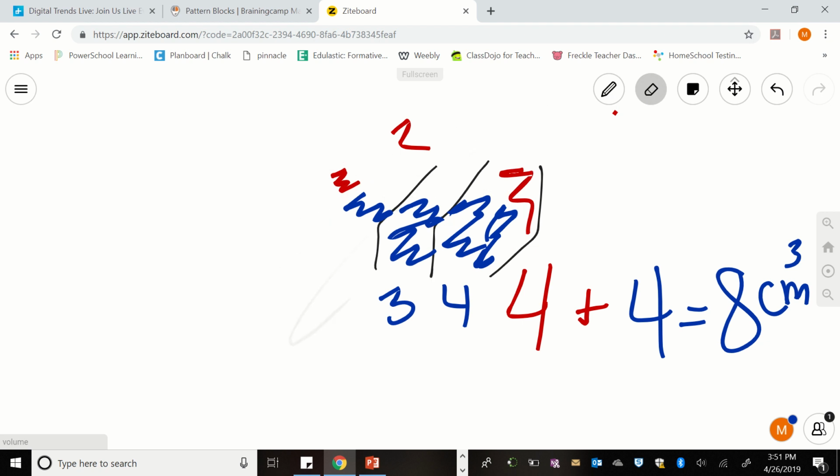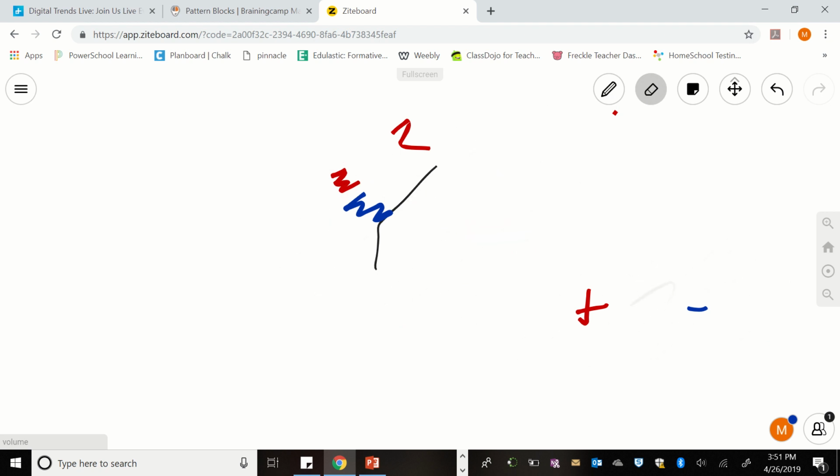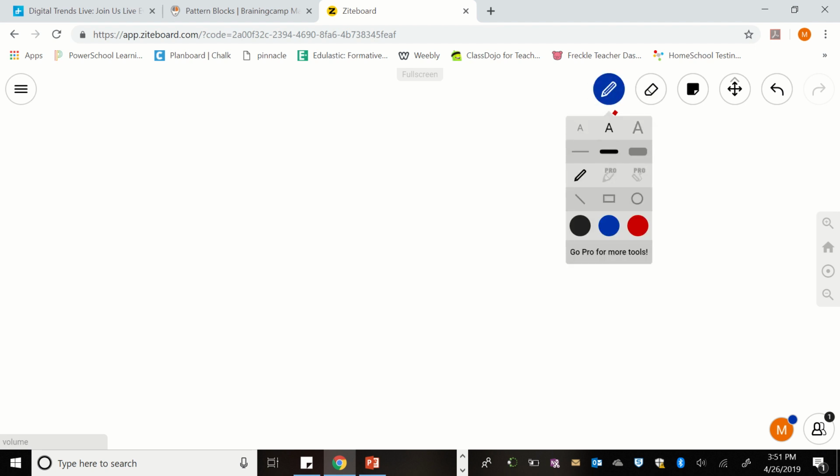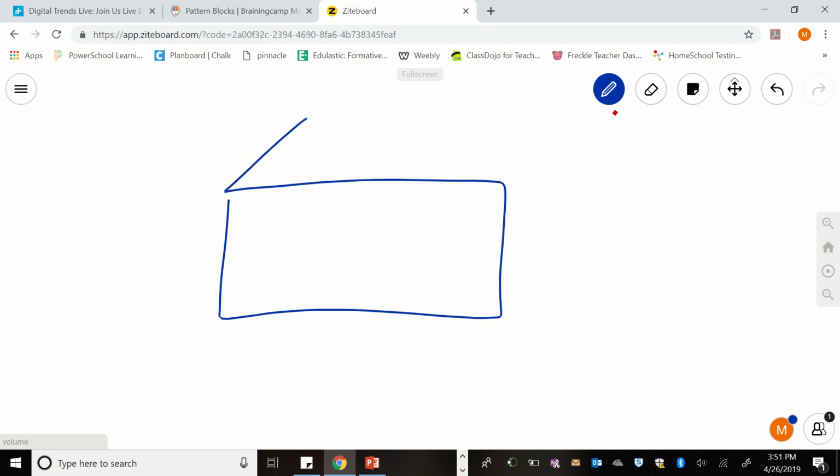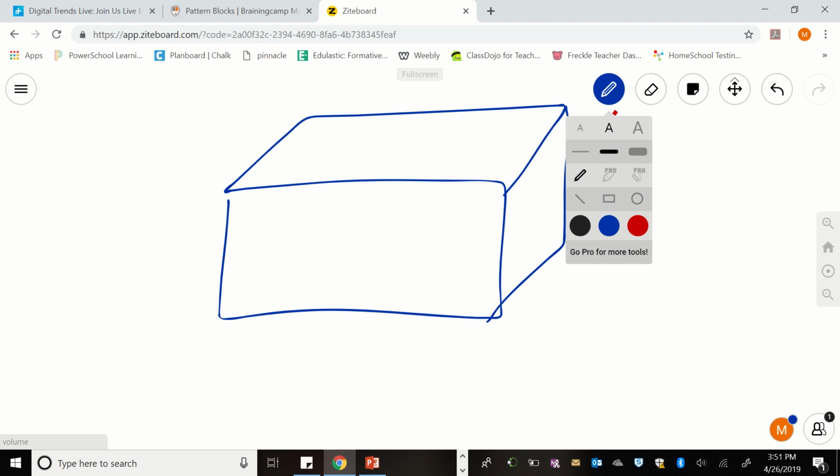But when we are dealing with a figure where you can't exactly see how many cubes there are, we have to use a formula, just like we did for area and perimeter. So let's say I have a rectangular prism and it looks something like this. So you see a little rectangular prism.